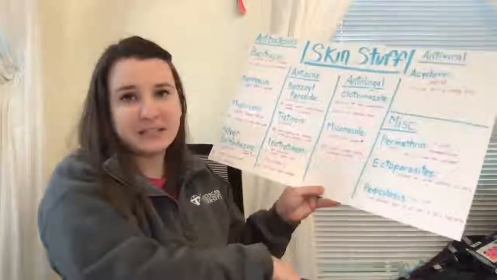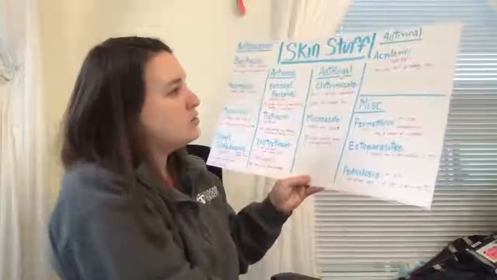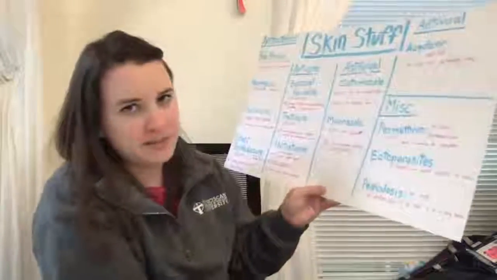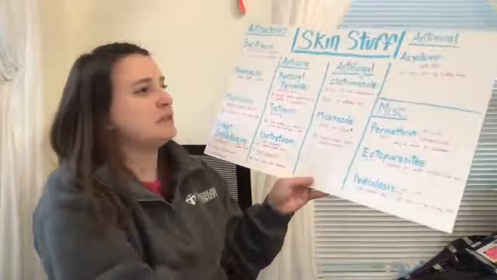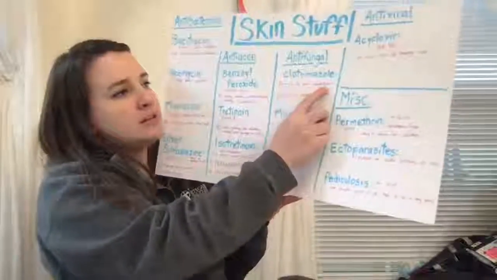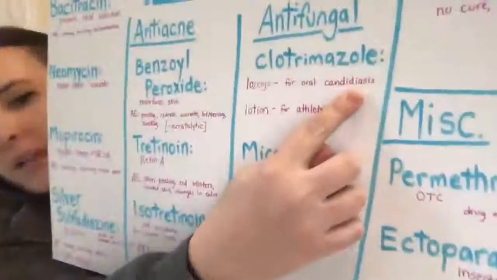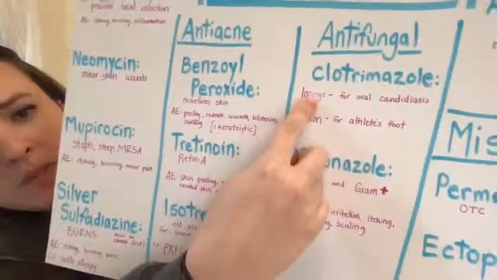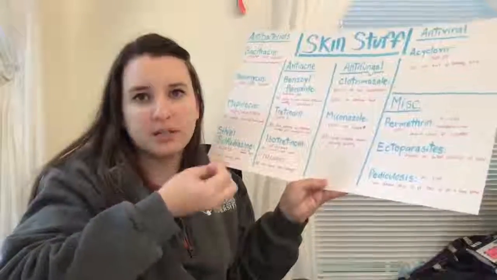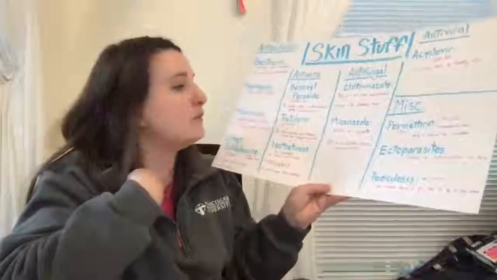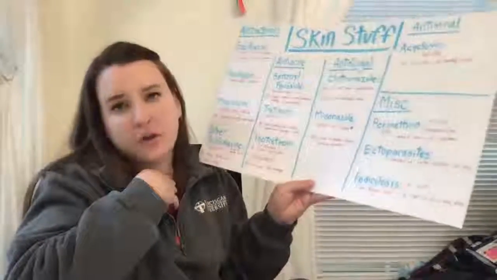Antifungal, we have talked about some of these drugs before. Clotrimazole, probably said that wrong. 2 forms, lozenge and lotion. If it's a lozenge, it's for oral candidiasis. That's the formula that they cannot chew or swallow the lozenge. They have to suck on it and let it dissolve slowly. The lotion is used for athlete's foot.